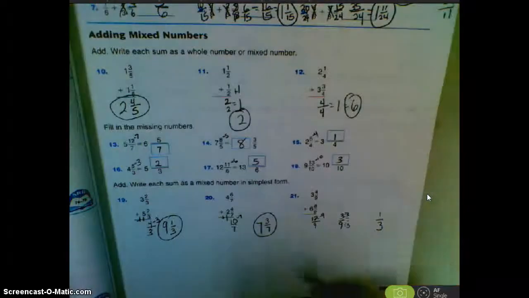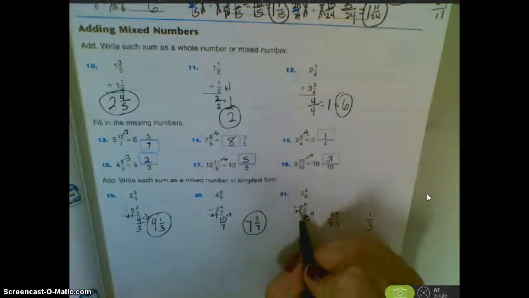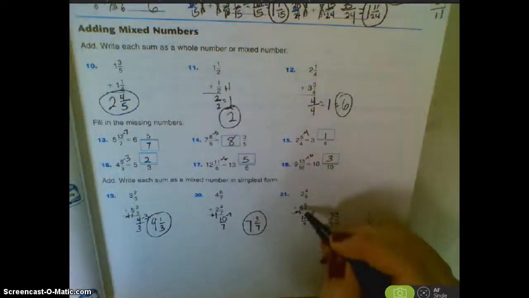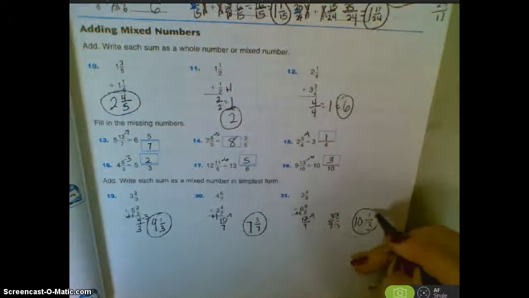But I gotta remember my whole number. Remember when I took 9 out of 9 out, I have to add a whole number over here. So I've got 3 plus 6 is 9, plus another one is 10. So I end up with a final answer of 10 1/3.